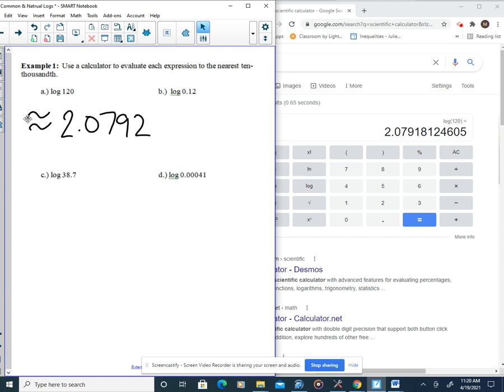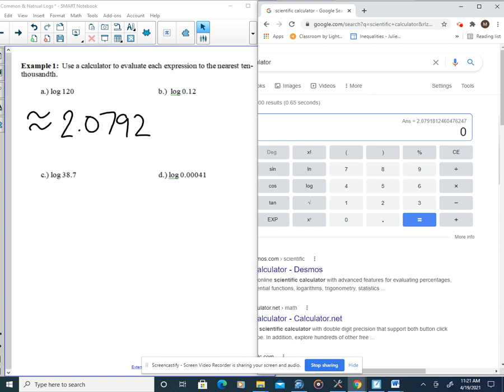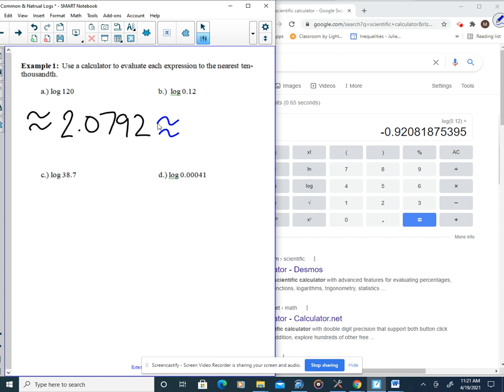So let's do B. I want to find what is log 0.12. Well, we'll just clear our calculator, hit the log button, type in 0.12, hit equals, and then round it to the nearest 4 decimal places. So B is about negative 0.9208. So this is what we're going to be doing today. You are going to need to use a scientific calculator. For those virtual students, I'll have a link to the calculator I'm using. Actually, I just went to Google and typed in scientific calculator.